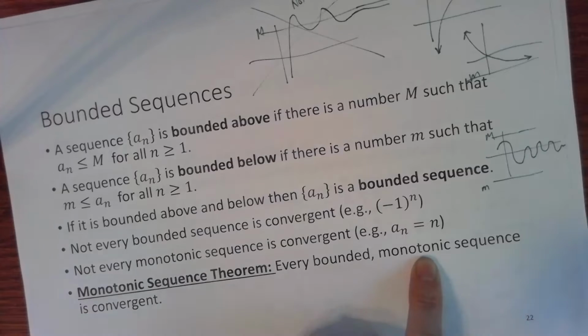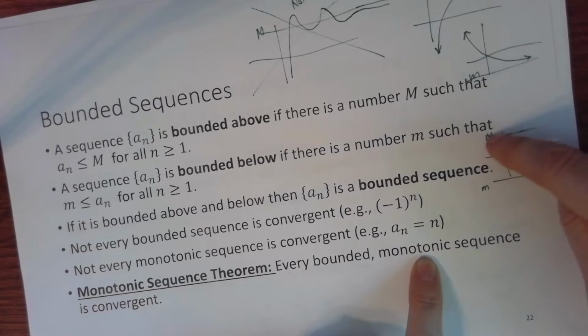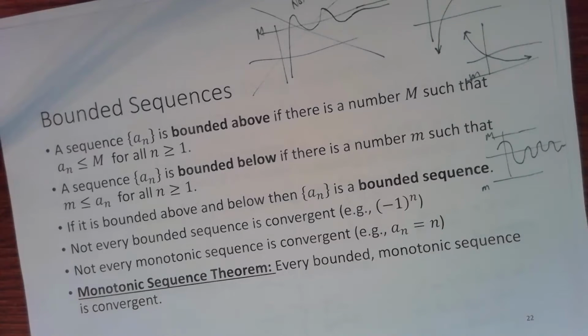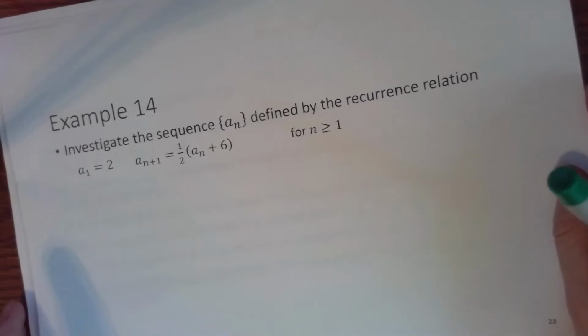If they were always getting smaller, it's bounded, so they're getting smaller and smaller, but they can never be any smaller than m. And so once again, it's going to be convergent. It's going to converge to m, lowercase m. So that's a very powerful theorem as well.